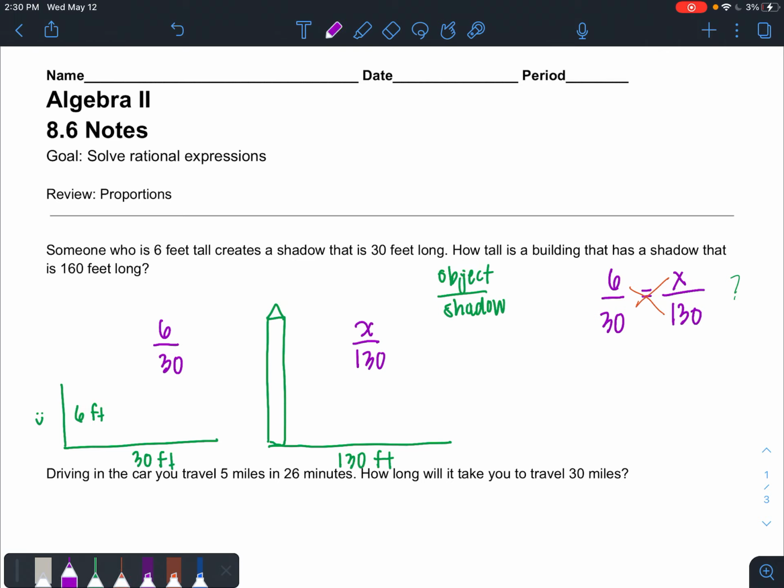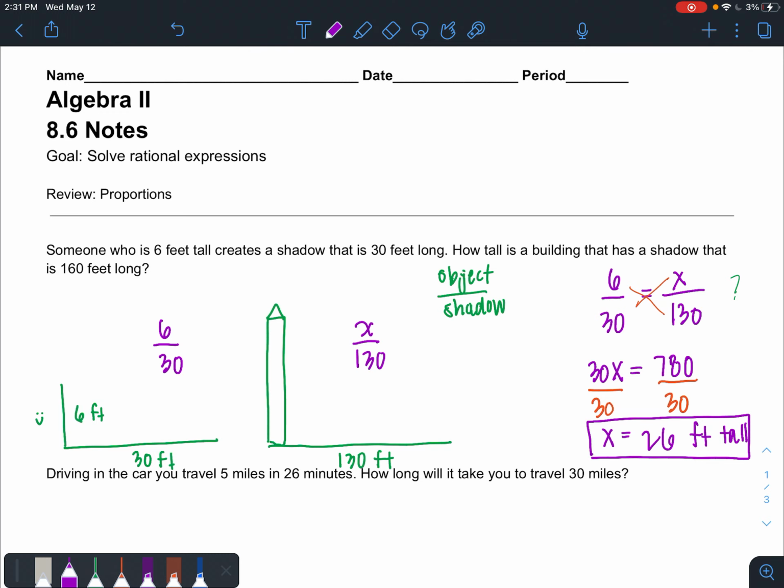So x times 30 and 6 times 130, that's 780. Then I'll solve by dividing both sides by 30 to get x by itself. So x is equal to 26. That building is 26 feet tall, so that is the height of the building.